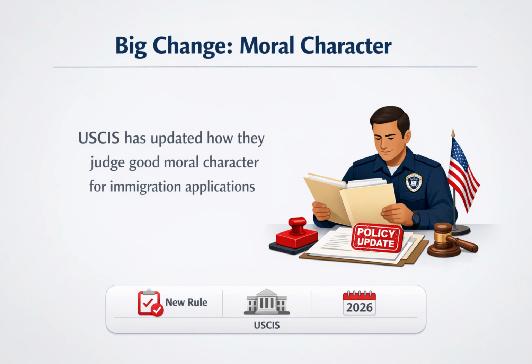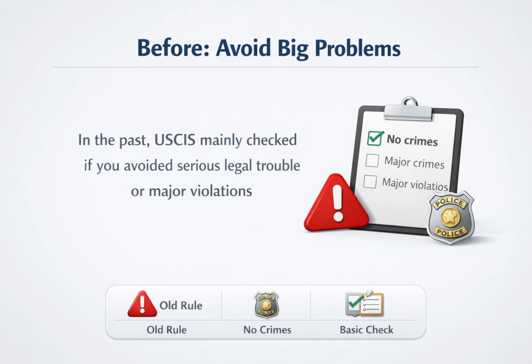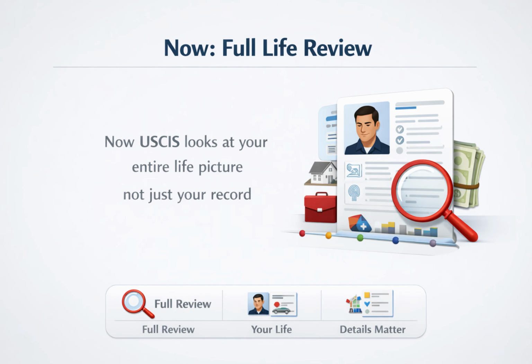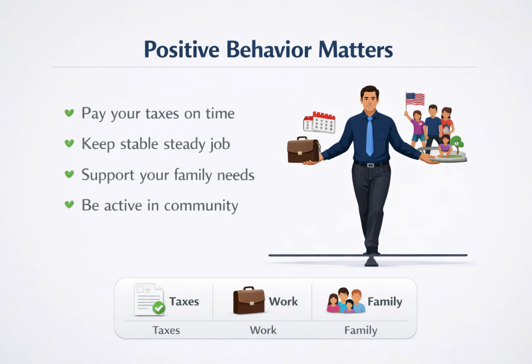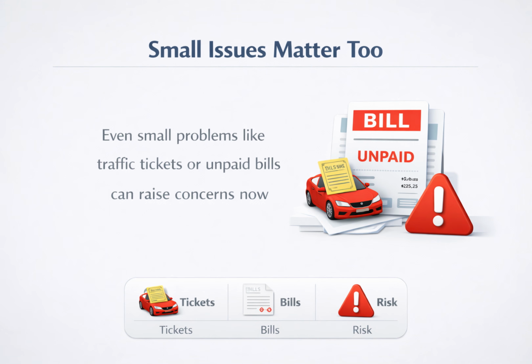Next, good moral character. There's an important update you need to know. USCIS has changed how they evaluate good moral character. Before, it was mostly about avoiding serious problems, but now they look at your full life picture. This means it's not enough to have no criminal record. You must show that you are a responsible and positive member of society. Things like paying your taxes, having a stable job, supporting your family, being involved in your community, all of these now matter more. At the same time, even small issues like repeated traffic violations or unpaid obligations can raise concerns.